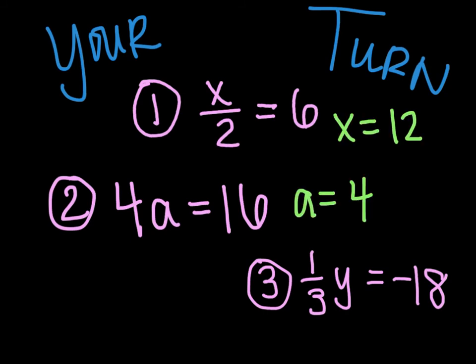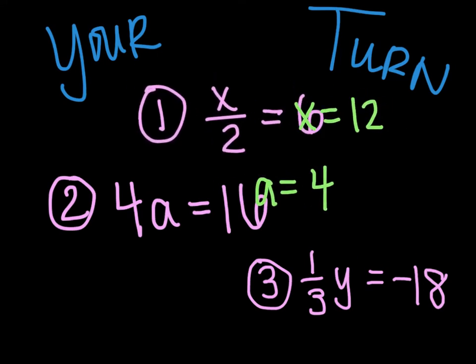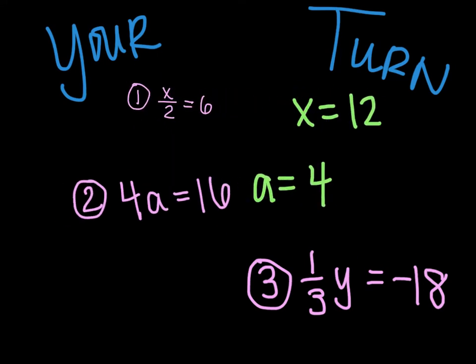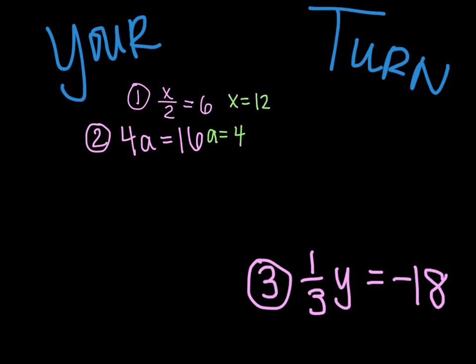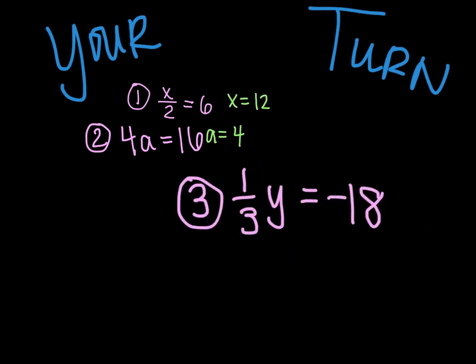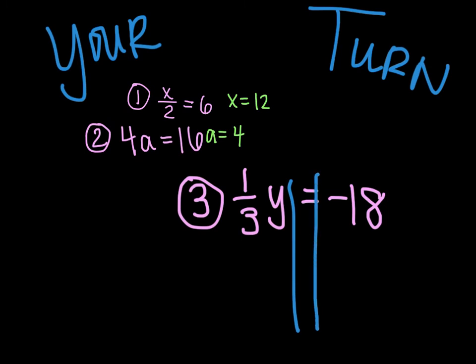Alright, here are your answers to the first 2 problems, and then I'm actually going to walk you through question number 3, because I think that one's just harder. So question number 3, 1/3 y equals negative 18. You're going to draw your river. Then, because it's a fractional coefficient, you want it to equal 1y. That's your goal. So I'm going to multiply by the reciprocal, because we're skipping that in-between step.